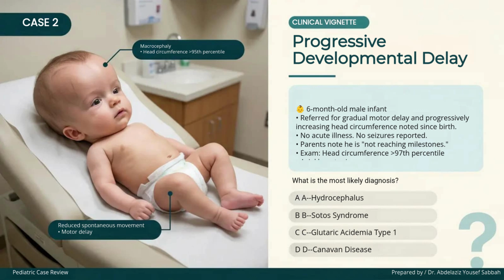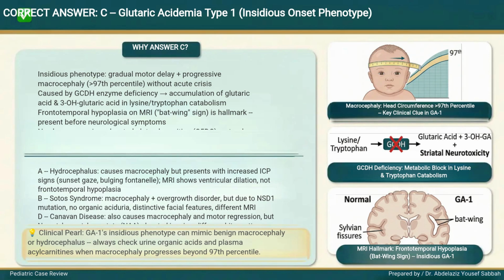Option A, hydrocephalus. Option B, Sotos syndrome. Option C, Glutaric Acidemia Type 1. Option D, Canavan disease. The correct answer is option C, Glutaric Acidemia Type 1 with the insidious onset phenotype. This presentation features gradual motor delay and progressive macrocephaly above the 97th percentile without an acute crisis.